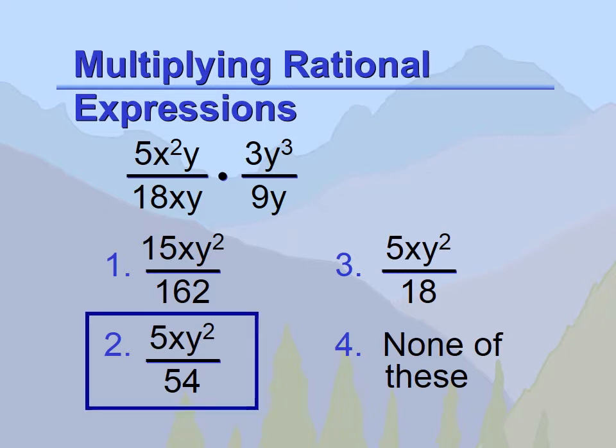Okay, so you should have seen that 3 goes into 18 6 times, okay? And then 6 times 9 is 54, which is how we have the 5 and the 54. Now, this x is going to cancel out one of these x's. That's why we have only one x. And then this y is going to cancel out this y. And this y cancels out one of these y's, leaving you just y squared.